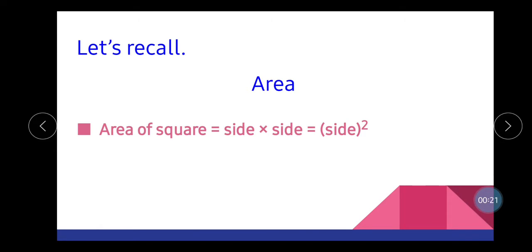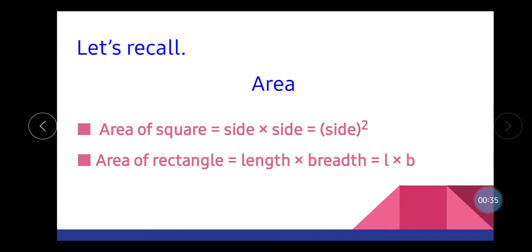Area of square is equal to side into side, that is side square. As all sides of a square are congruent, the formula of area of square is side into side, that is side square. Area of rectangle is equal to length into breadth.